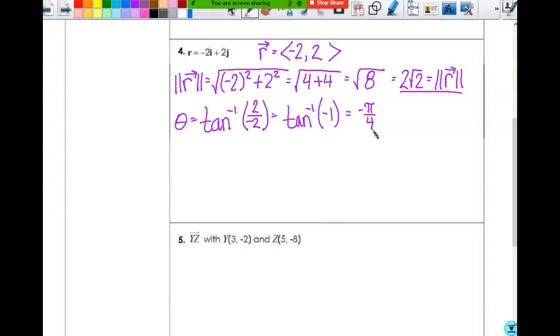What quadrant do I need my angle to be in? 2. I need a quadrant 2 angle. So my second quadrant pi fourths angle is 3 pi fourths. That puts me over here. What is pi fourths in degrees? 45. So that means I go 90 and another 45, and theta is 135 degrees.